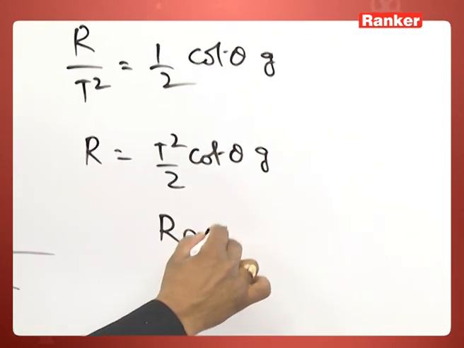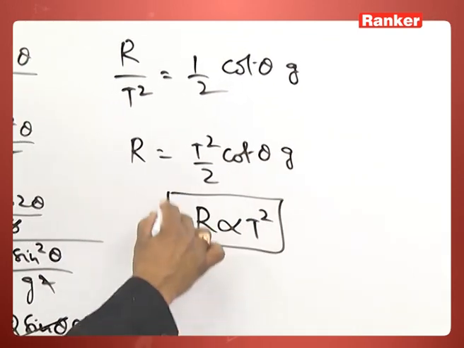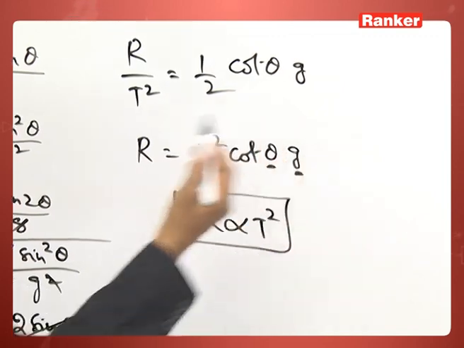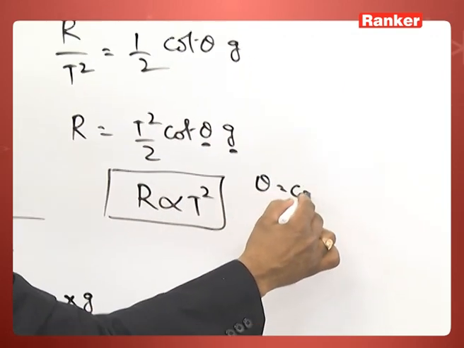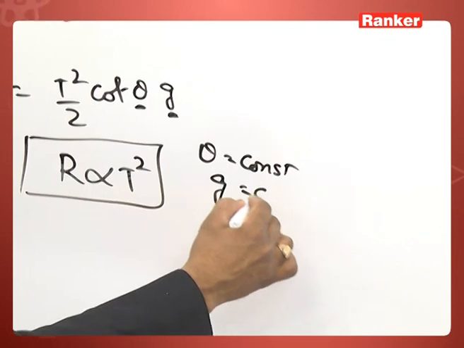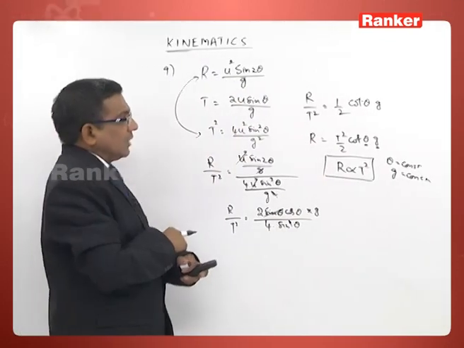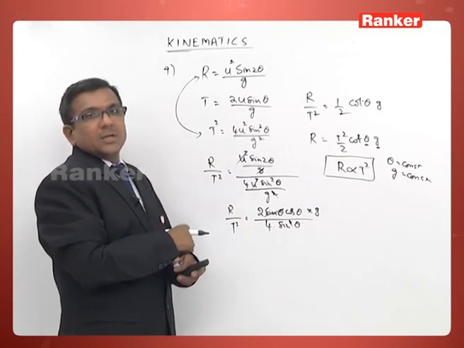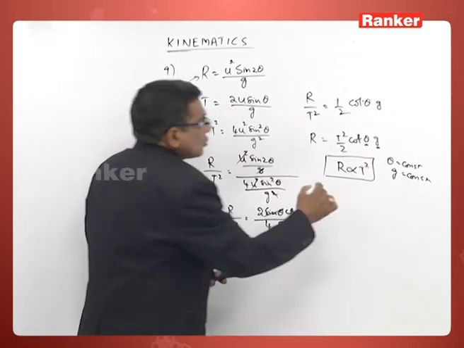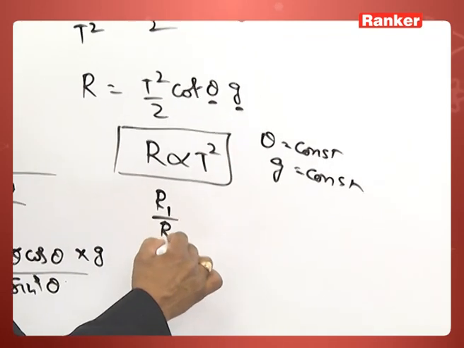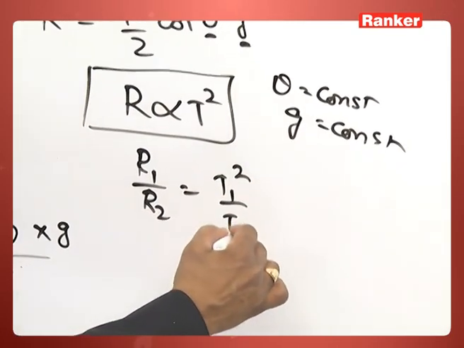Now, we can say R is directly proportional to t square because theta is constant and g is constant. Given there is no change in the angle of projection and g is also constant, and I eliminated u, we got the relation R proportional to t square. So I can write R1 by R2 is equal to t1 square by t2 square.